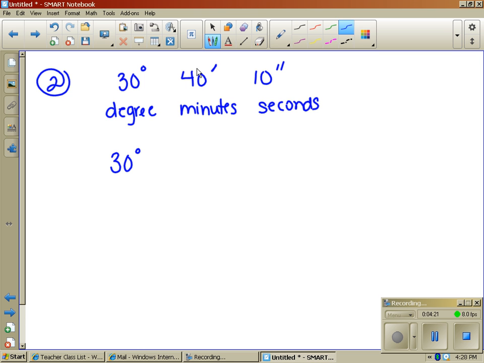How do I write 40 minutes and 10 seconds in decimal form? Minutes is out of 60, just like a clock, and seconds is out of 60, just like a clock. So this is 40 minutes out of 60. And this is 10 seconds out of 60 minutes, and there's 60 minutes in a degree, so it's out of 3,600. Just think if you were going from seconds to an hour. How many seconds are in an hour? There's 60 seconds in a minute and 60 minutes in an hour. So 3,600 seconds in a degree.